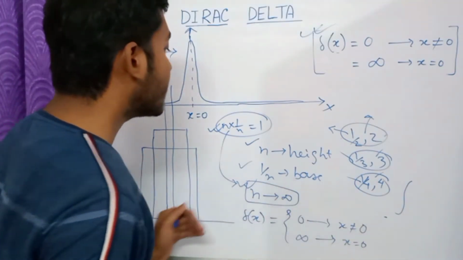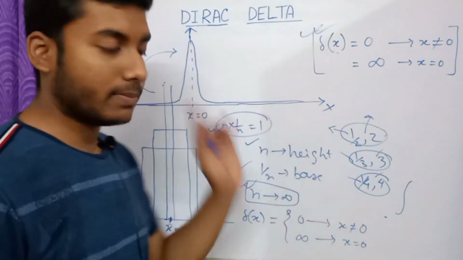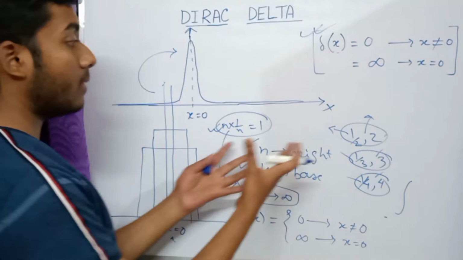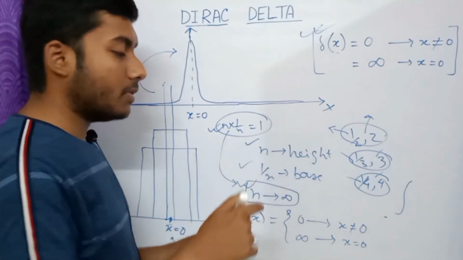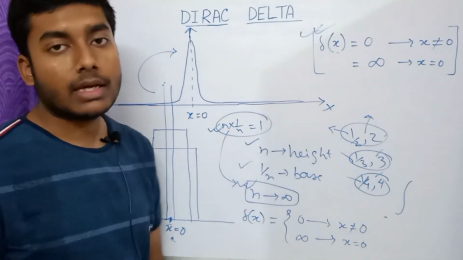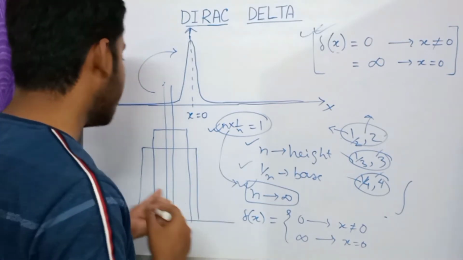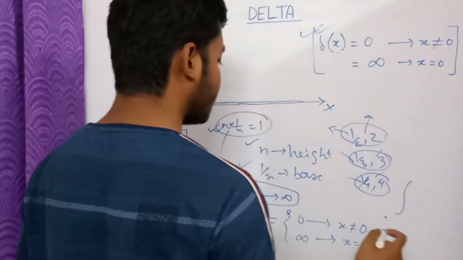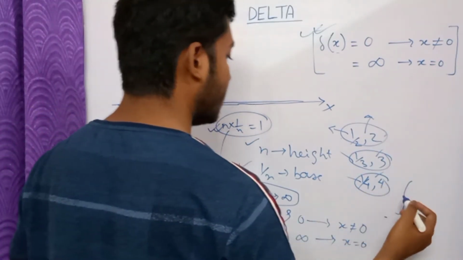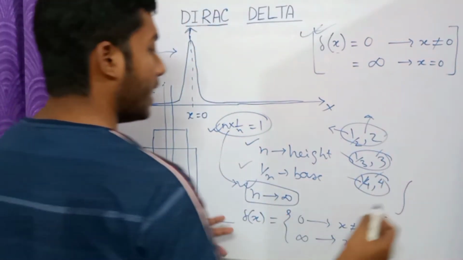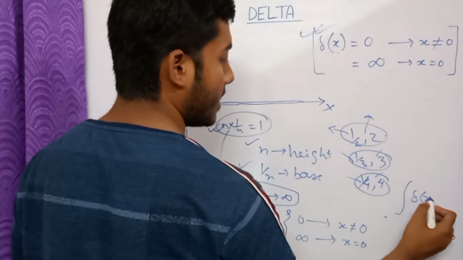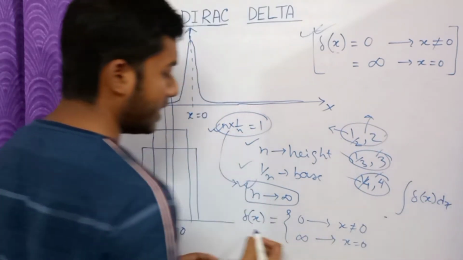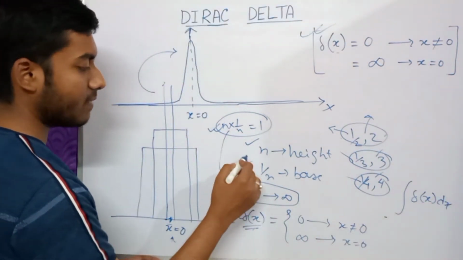Each and every rectangle has area 1. Then, in the language of calculus, how can we define the area? We can define the area using integration, in the sign of integration. So we have the integration of delta x dx. Delta x means nothing but this function, right?